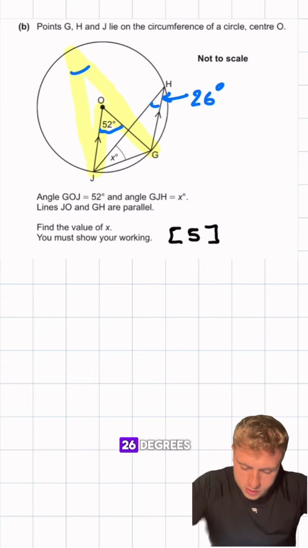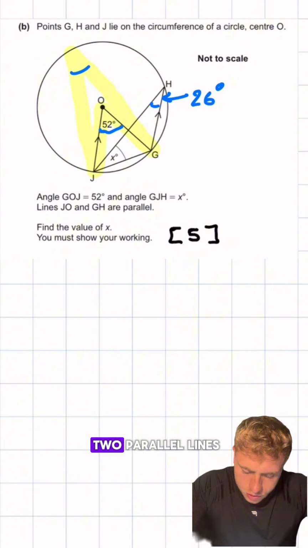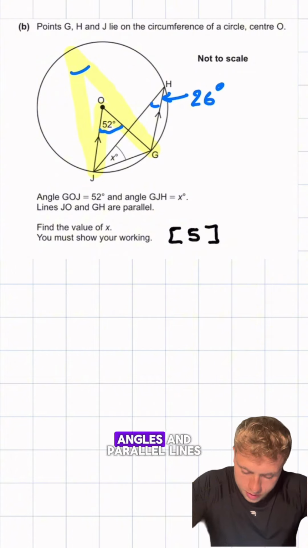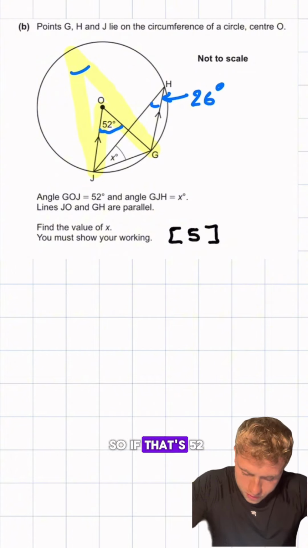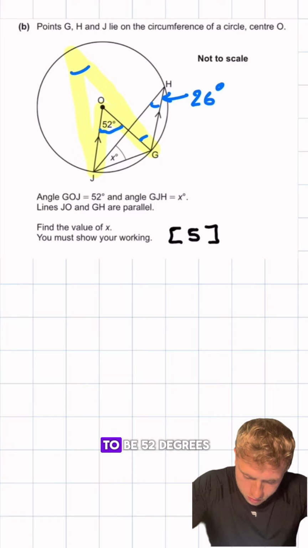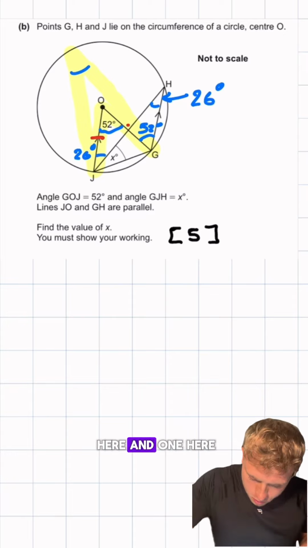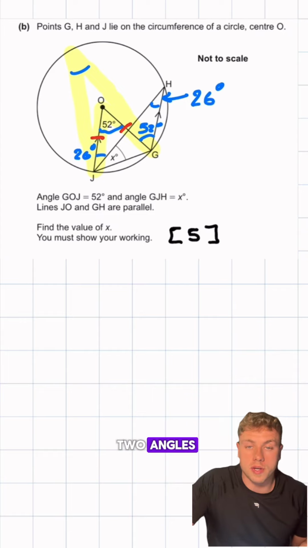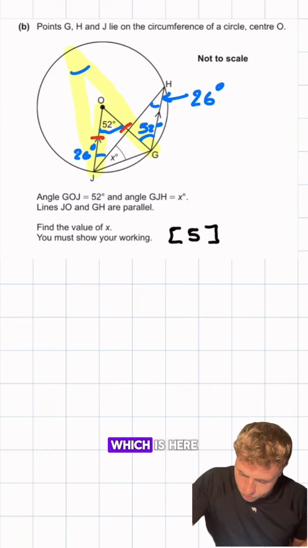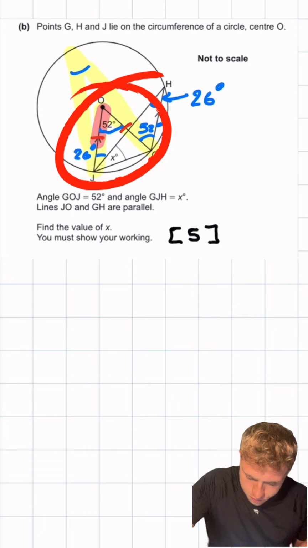If I know that's 26 degrees, well, now I've got 2 parallel lines, I can see my angles in parallel lines. So if that's 52, this one also has to be 52 degrees. And if that one's 26, this one also has to be 26. I should see that I've got 2 radii here. So I've got one here and one here. That means that I've got 2 angles the same in this triangle, which is here.